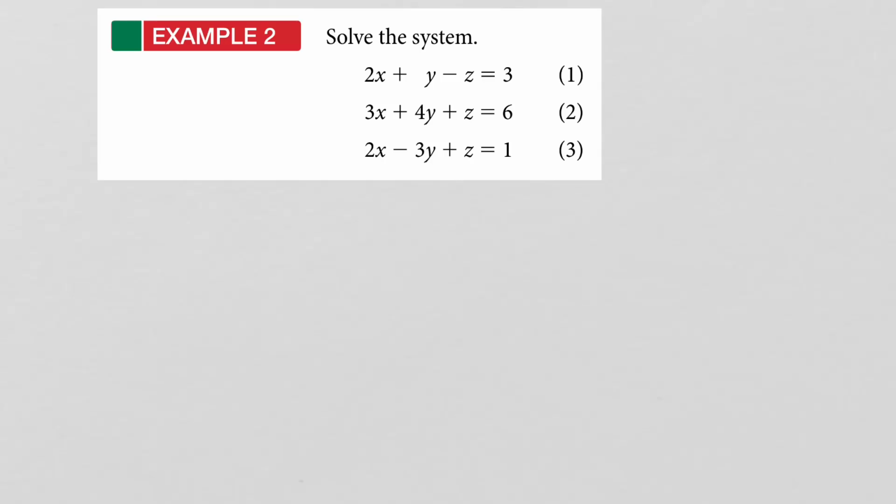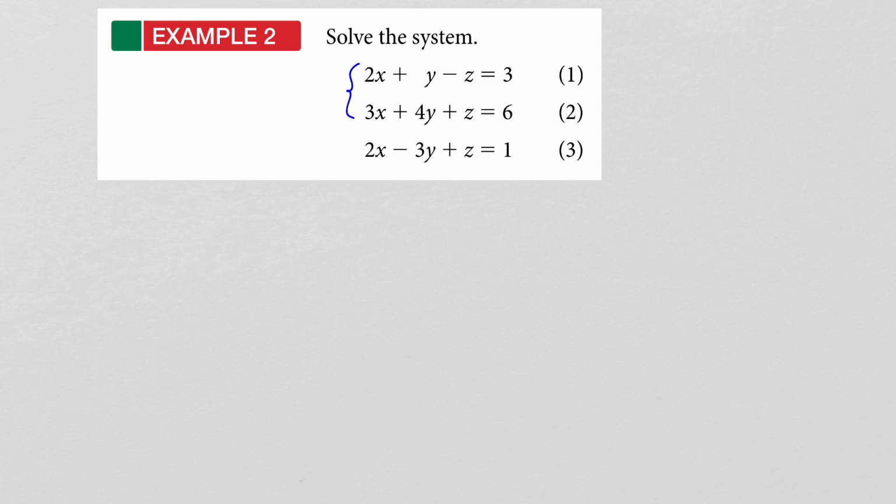So let's go ahead and do another example to make sure we understand what's going on here. Now again, I'm trying to solve this 3x3 system of equations. This one here is actually kind of simple. Look at this. We have equation 1 and equation 2. We have a negative z and a positive z.